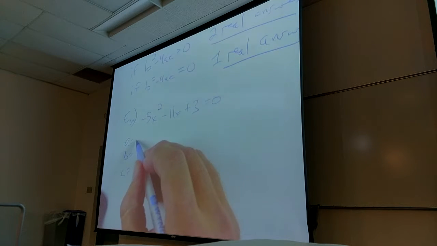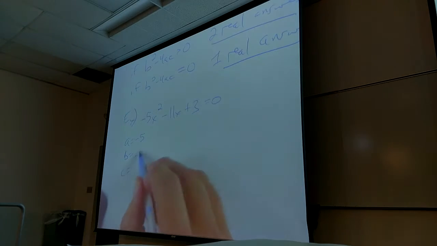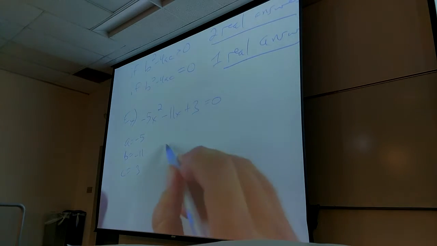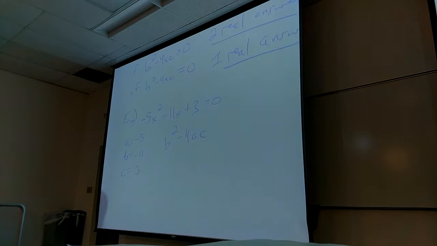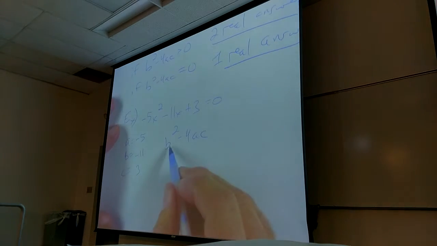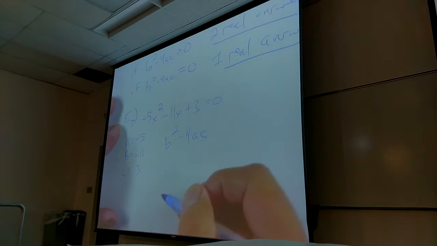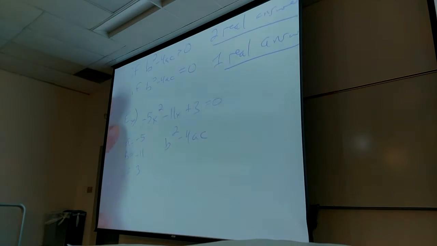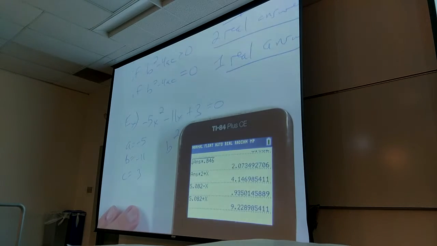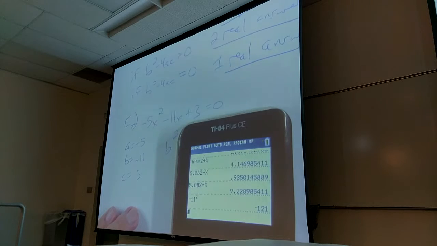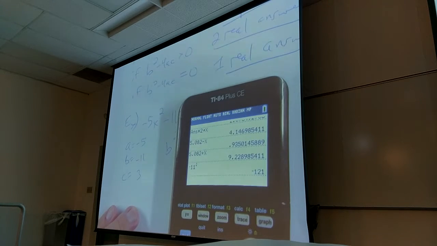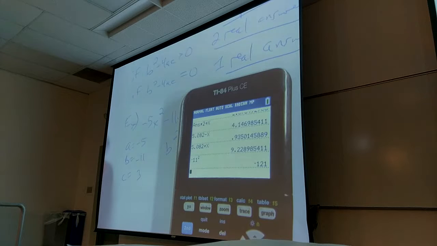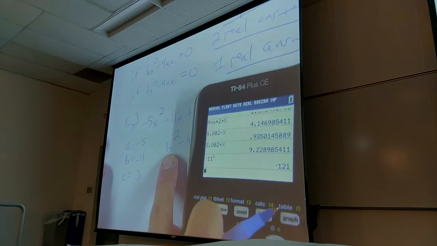So what's a? -5. What's b? -3. c. The biggest mistake I see with this in the quadratic is somebody's going to tell me this is negative 121. And then they even bring their calculator up and say, well, Jeff, I plugged negative 11 squared in the calculator and it told me it was negative 121. Yeah, it does, because that's what that is. But that's not what I need for this. You guys see the difference?